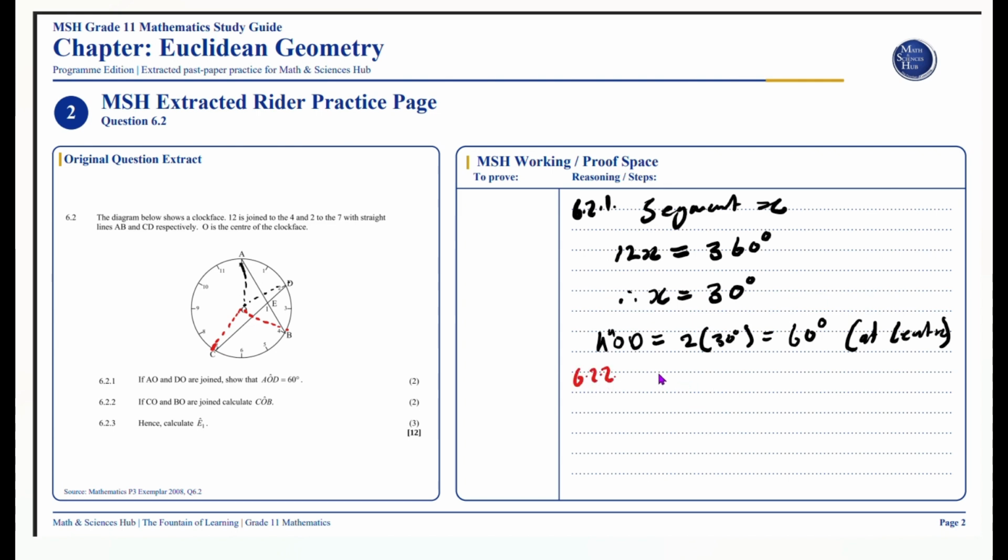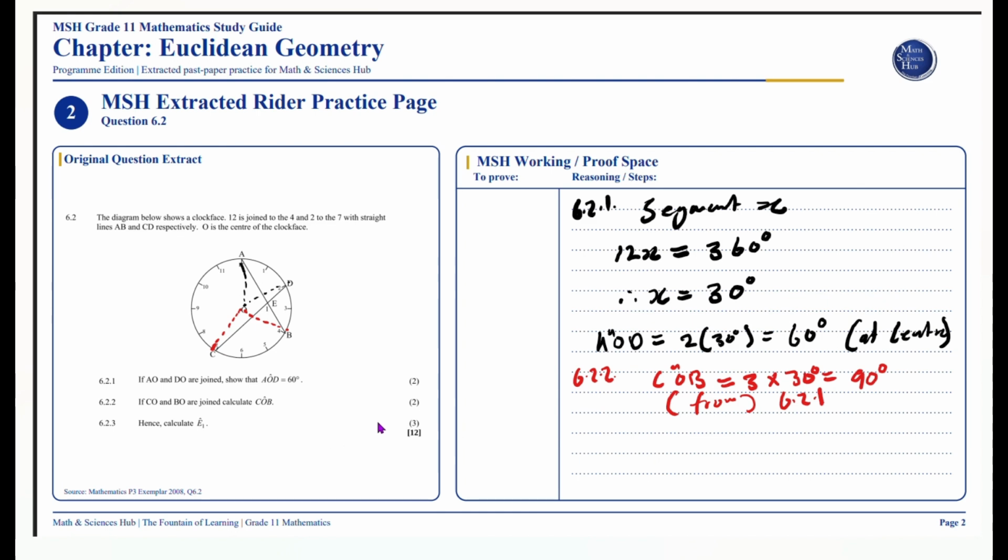6.2.2, so angle COB is going to be equal to, those are how many segments? 1, 2, 3. So it's going to be 3 times 30 degrees, which equals 90 degrees, and that is from 6.2.1. We know that from 6.2.1 one segment equals 30 degrees.